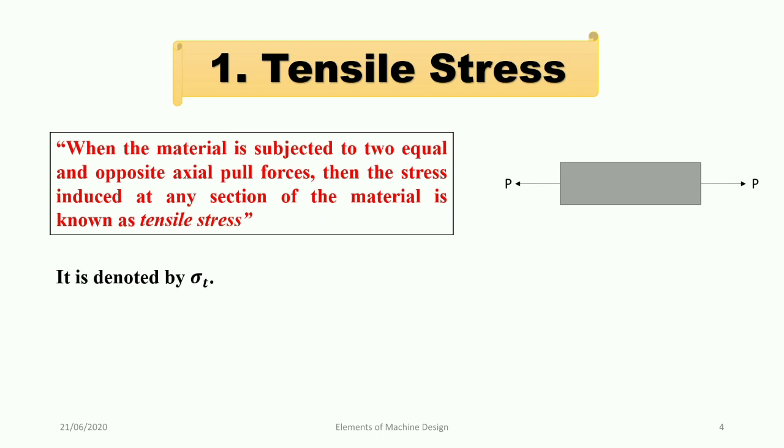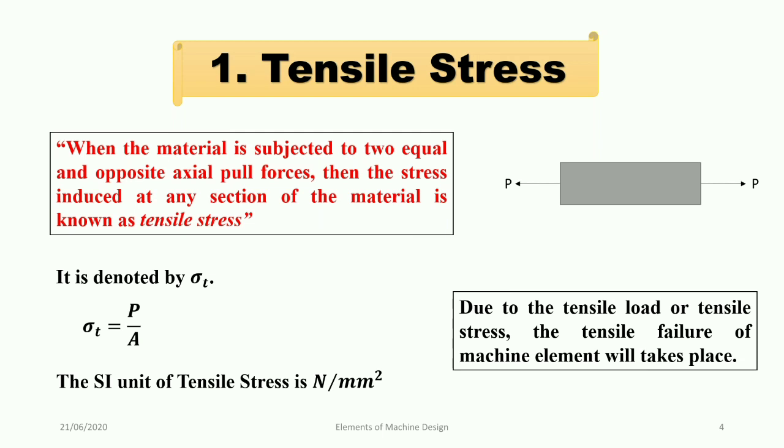It is denoted by sigma T, where T is for tensile, and sigma T is equal to P divided by A. The SI unit of tensile stress is Newton per mm square. Due to the tensile load or tensile stress, the tensile failure of machine element will take place. This sentence is very important for further study of elements of machine design.